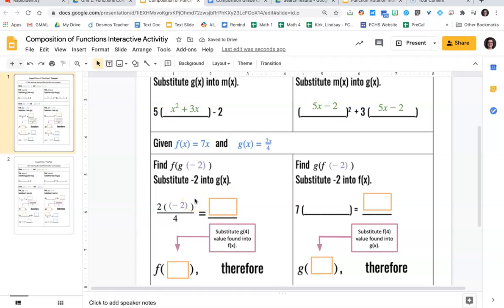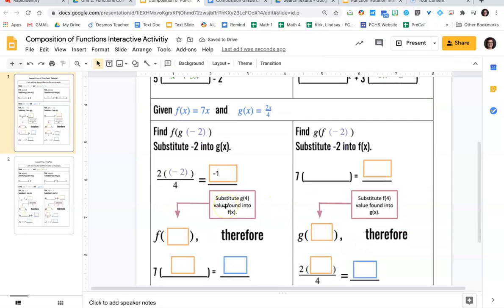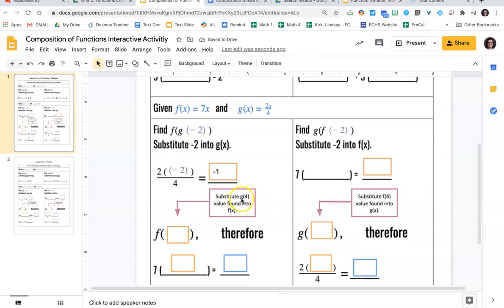Now what you're going to do is simplify. So we have 2 times negative 2 is negative 4. Divided by 4, that gives me negative 1, and at this point you can type in negative 1. Now, that negative 1 value is what we found for g of negative 2, and that should say negative 2 right there. That's my mistake. But we are going to substitute that into the f function.